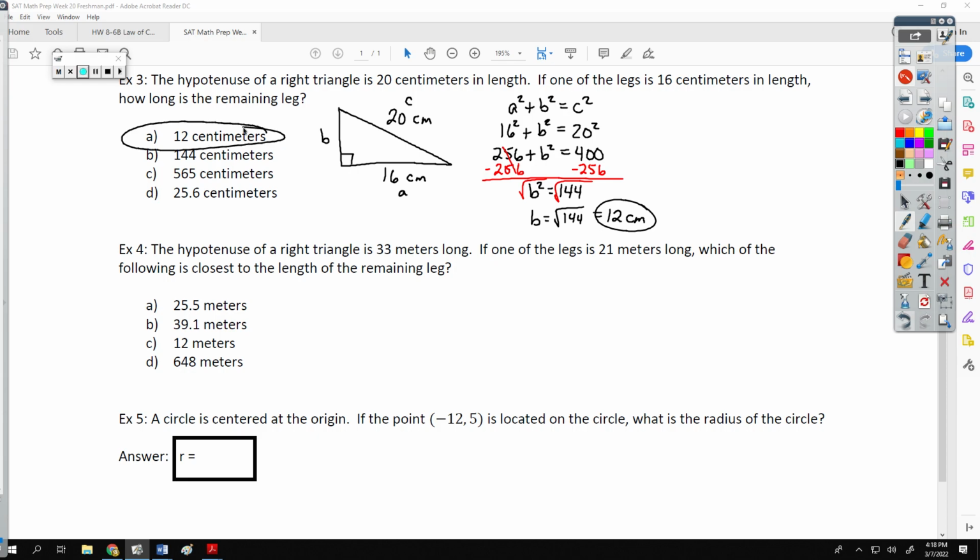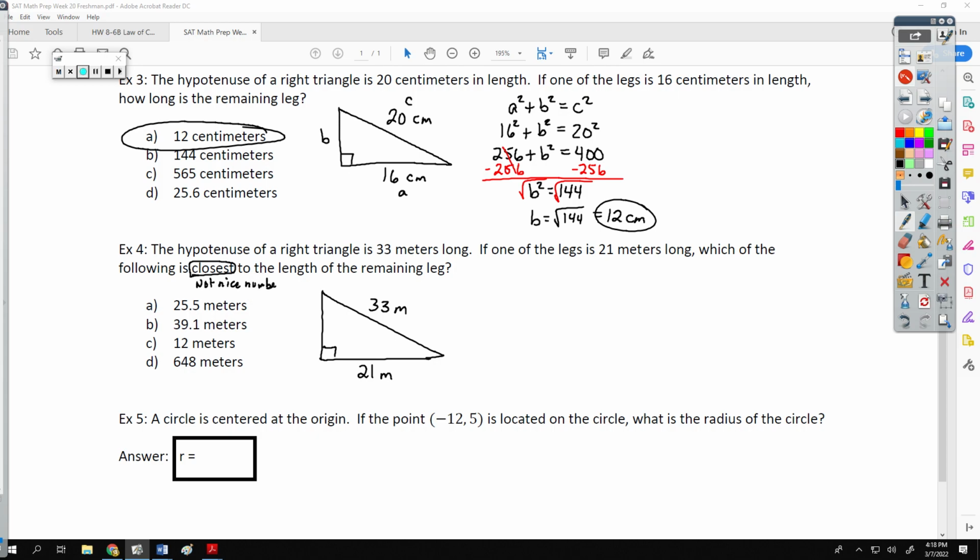Now that's with all very nice working out numbers. What if the numbers didn't work out so nicely? Well, the work would not change. Our overall approach would remain the same. So in example 4, it says the hypotenuse of a right triangle is 33 meters. One of the legs is 21 meters. Which of the following is closest to the length of the remaining leg? If we see that word, that means we're going to have not nice numbers.